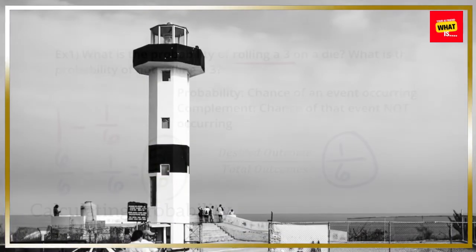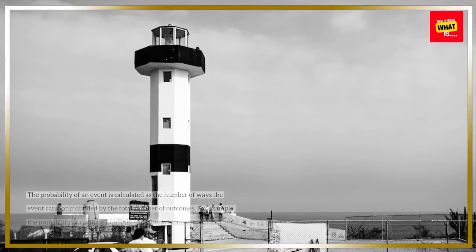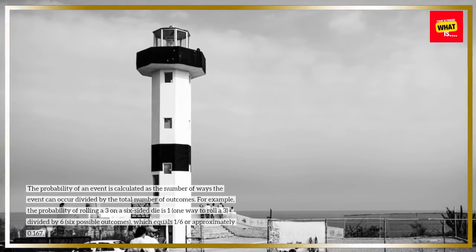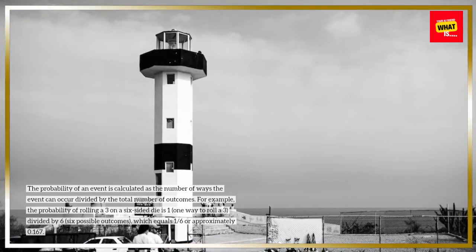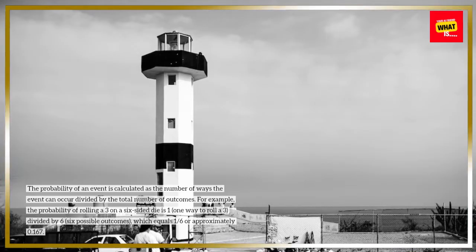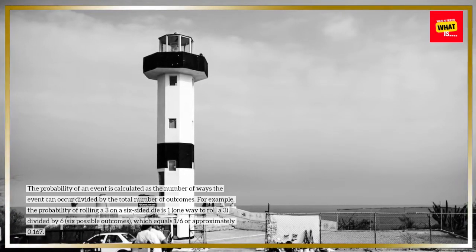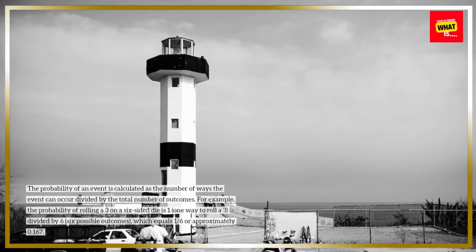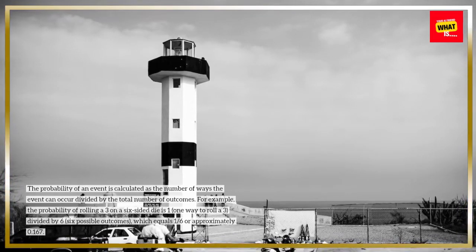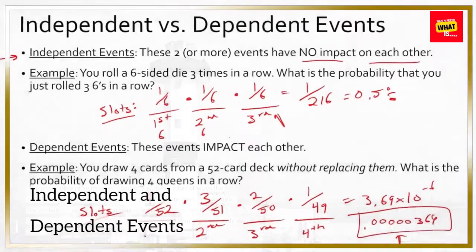Calculating probability. The probability of an event is calculated as the number of ways the event can occur divided by the total number of outcomes. For example, the probability of rolling a 3 on a 6-sided die is 1 way to roll a 3, divided by 6 possible outcomes, which equals 1/6 or approximately 0.167.